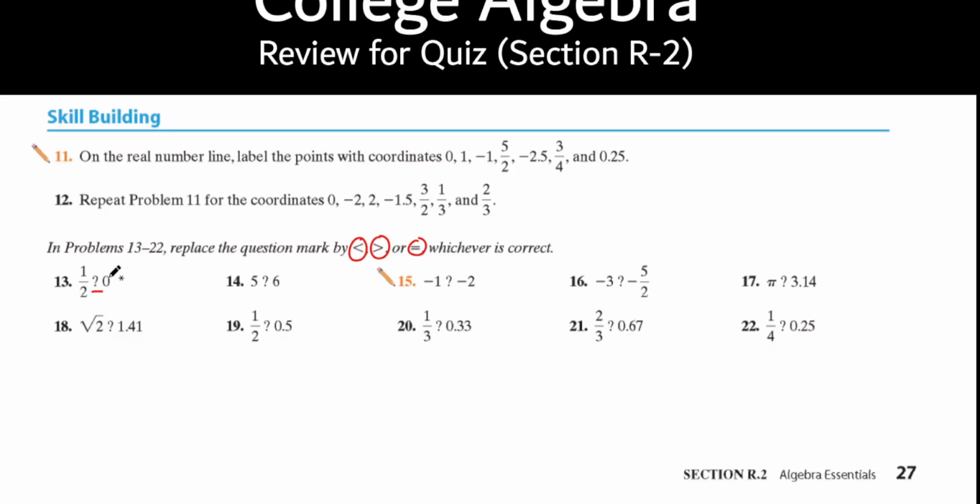1/2 is what compared to 0? Is a half bigger than 0? Is it less than or is it equal to? Okay, 1/2 is greater than 0. So if I had half a pizza, that's more than 0 pizzas. The next one is not different. It's the same. Here we go, 5 is less than 6.